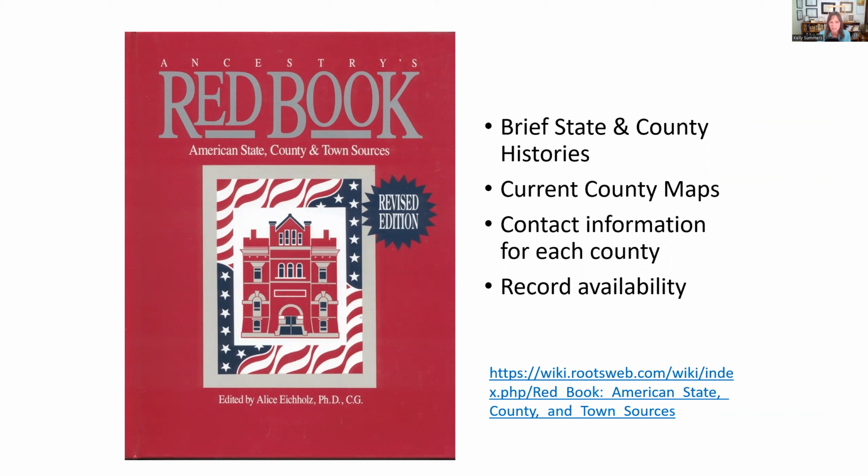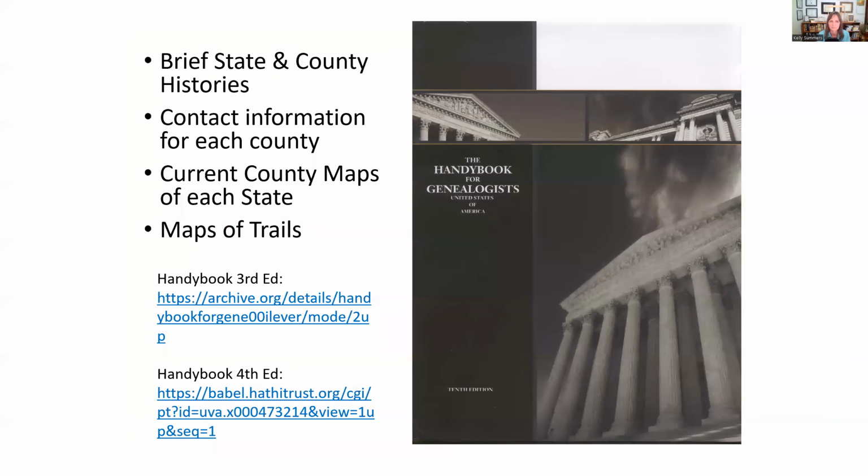This is a book called the Red Book, and you may find it at a genealogical library. In fact, I'm sure you would find it at a genealogical library. There's also an older version online at this URL. But this book is arranged by chapters, and it contains a chapter for every state. And in that chapter, it will include a map, a modern map of the county, and it will have information about the history of that state and when that state became a state and when the county became a county.